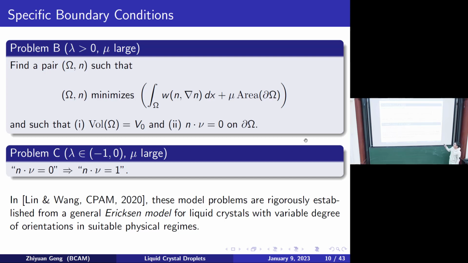This is one limiting region. In another limiting region, where lambda is negative, to minimize the interface energy we want n dot nu to equal 1.